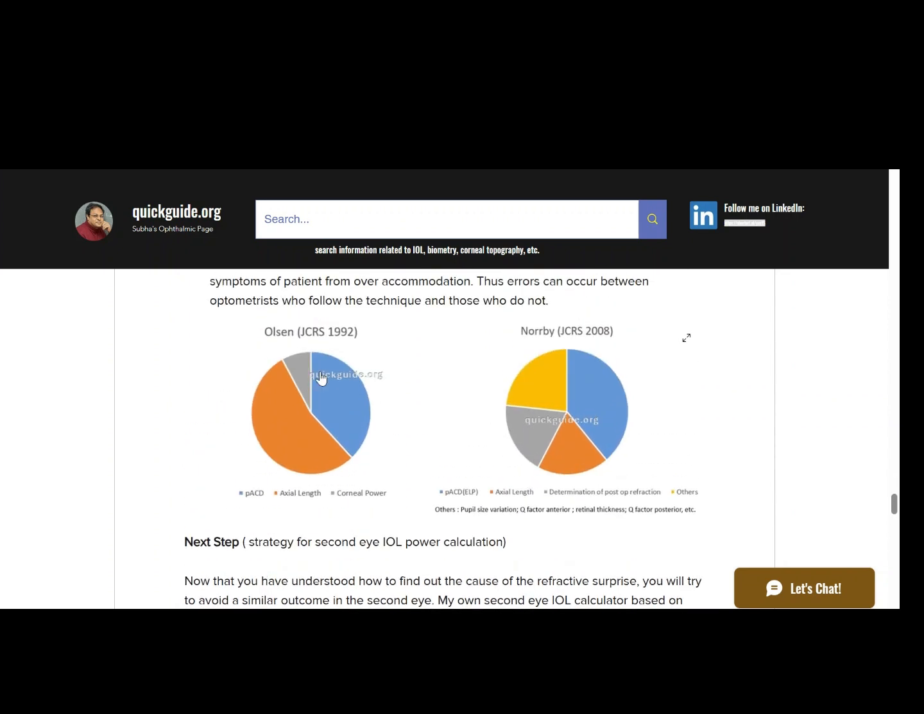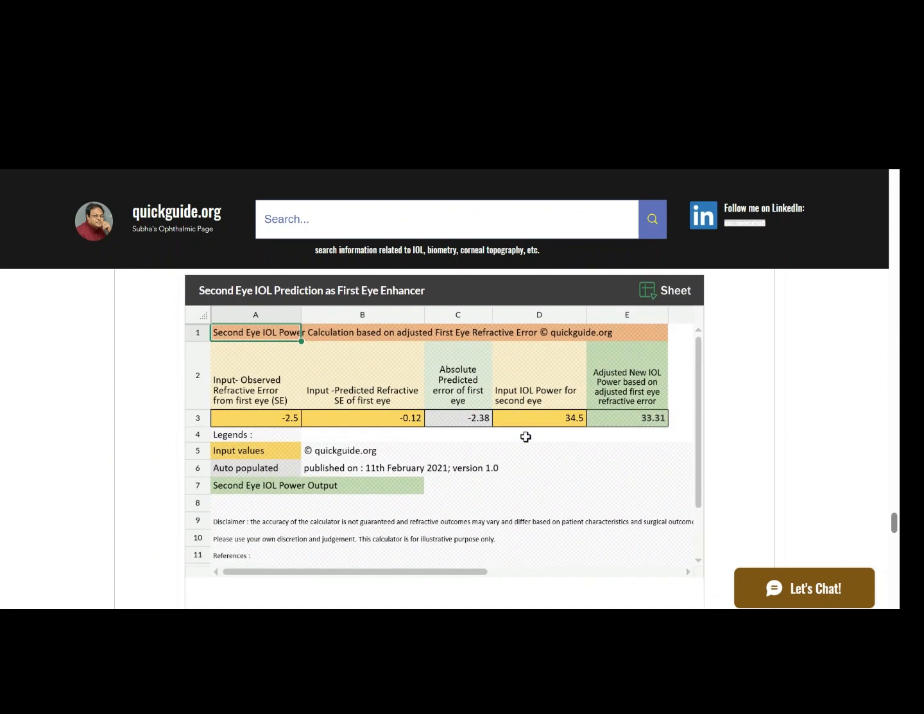And this is in stark contrast to Olson's paper. In Olson 1992, that was the time when most of the biometries were done either by immersion or contact. They found out that improper preoperative axial length measurement was the main reason for refractive surprises. However, that is not the case today. Today, most refractive surprises happen because of the effective lens position of the IOL, and many of the refractive surprises are because of a wrong postoperative subjective refraction.